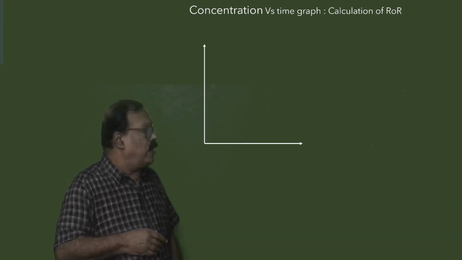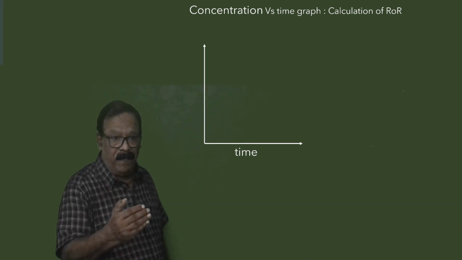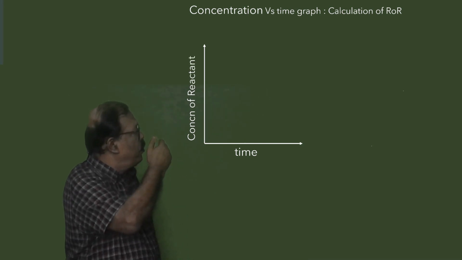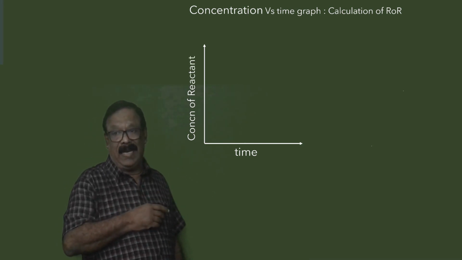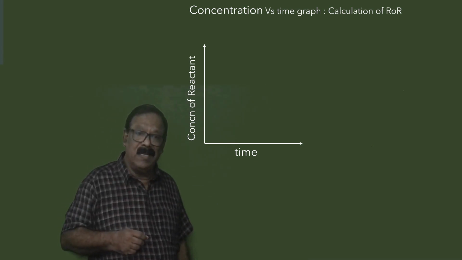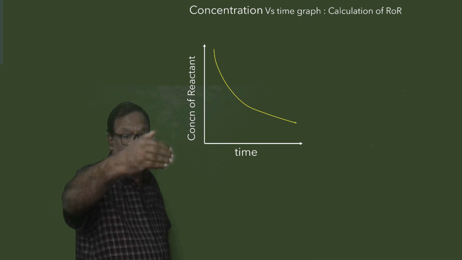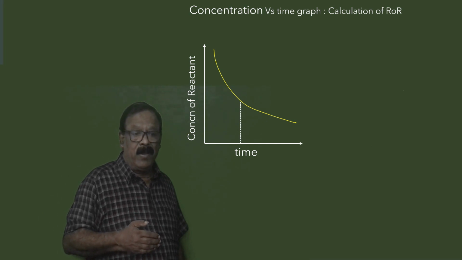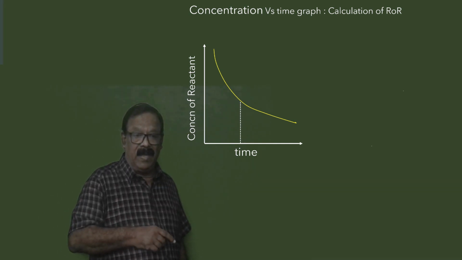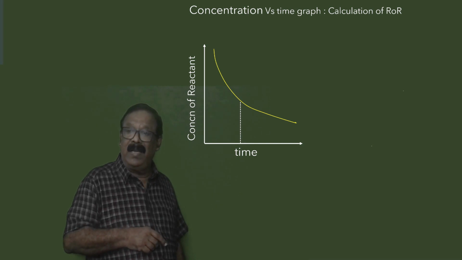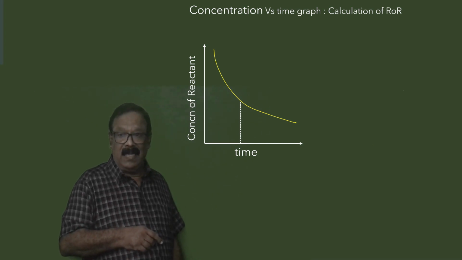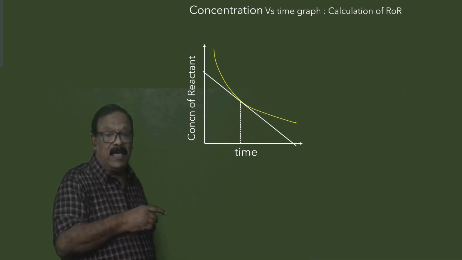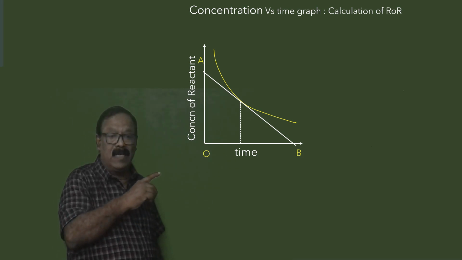In the graph, on the x-axis we take time, and on the y-axis we take concentration. In the first graph, we take the concentration of the reactant. What happens to the concentration of reactants? It goes on decreasing, and so we will have a falling graph. And how will you calculate the rate now? Say this is the time given. At this time, we have to calculate the instantaneous rate. Then draw a tangent through the meeting point. This tangent meets the axes at the points A and B.